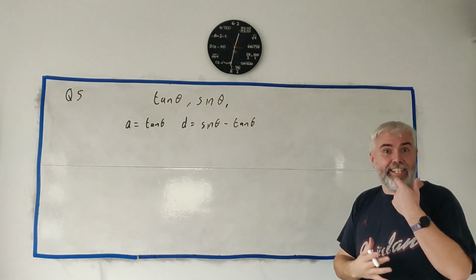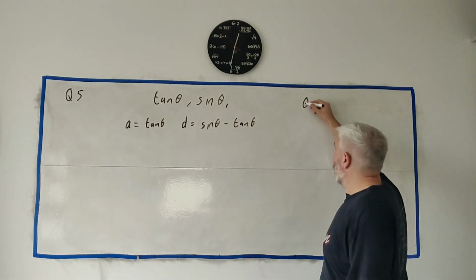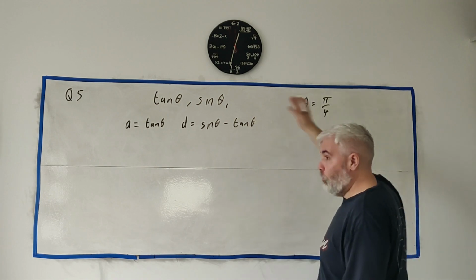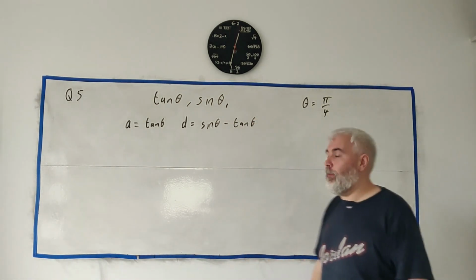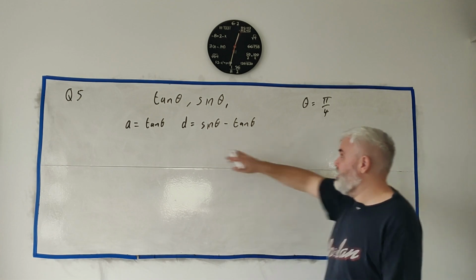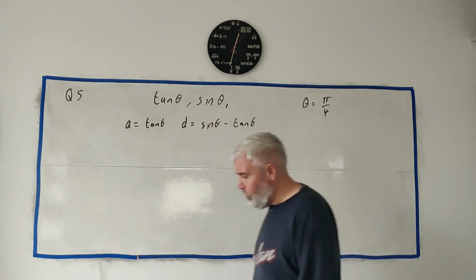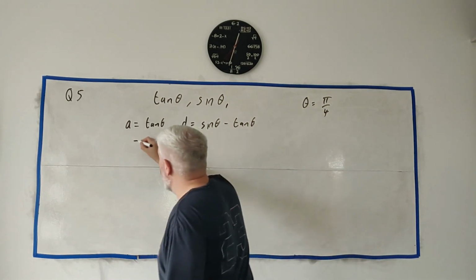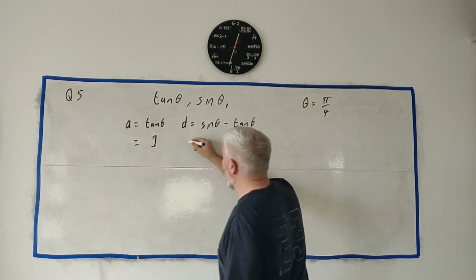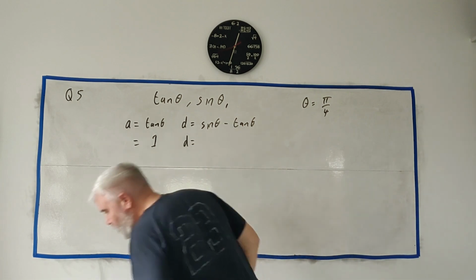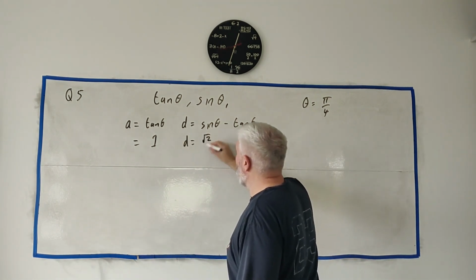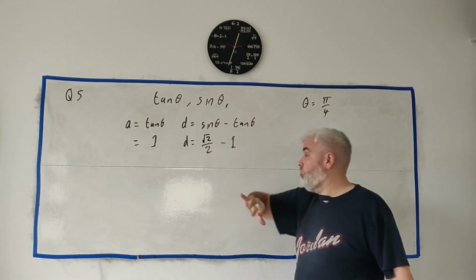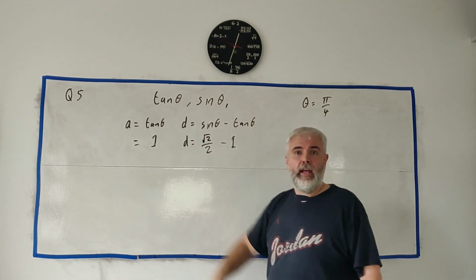Now, like I said, they actually gave us theta, so this makes it a lot easier. Theta is equal to pi over 4. We don't actually have to leave these, we can just put the values in. Tangent of pi over 4 is just 1. And sine of pi over 4 is the square root of 2 over 2, then minus 1. So now we actually have numbers here.